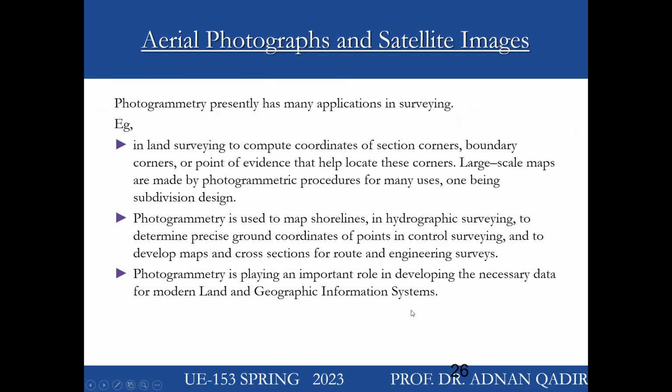Then come aerial photographs and satellite images. There are many applications in land surveying, to compute coordinates of section corners, boundary corners, or points of evidence that help locate these courses, and large-scale maps made by photographic procedures for many uses. Photogrammetry is used to map shorelines in hydrographic surveying, to determine precise ground coordinates, and develop maps and cross sections. Photogrammetry plays an important role in developing the necessary data for modern land and geographic information systems.